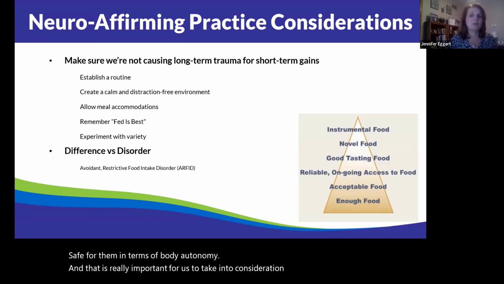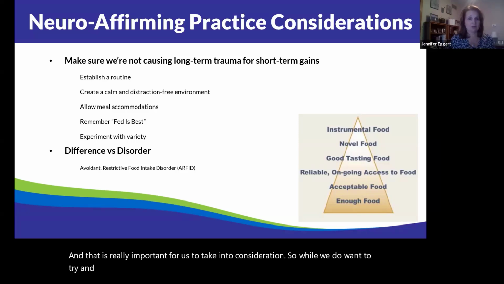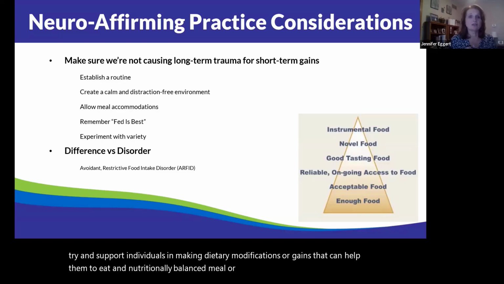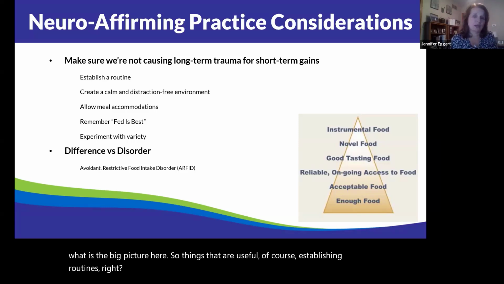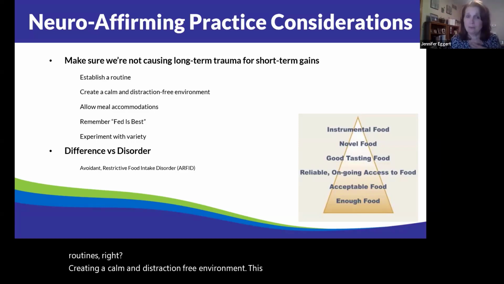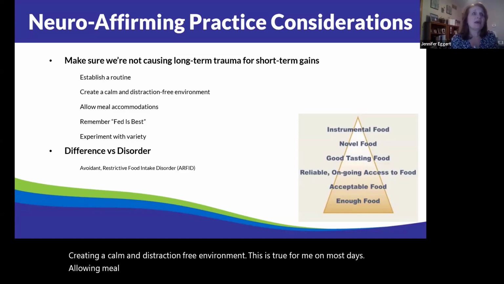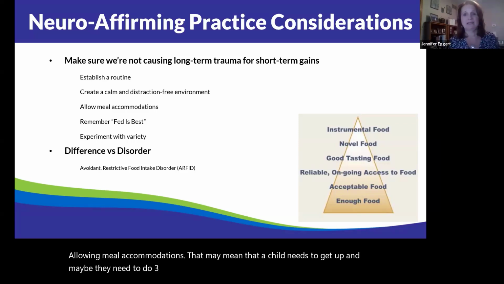So while we do want to support individuals in making dietary modifications or gains that can help them to eat a nutritionally balanced meal or diet, we also need to look at the big picture here. Things that are useful, of course, are establishing routines, creating a calm and distraction-free environment. This is true for me on most days. Allowing meal accommodations. That may mean that a child needs to get up and do 3 circles around their table, and then they sit down and take another bite.